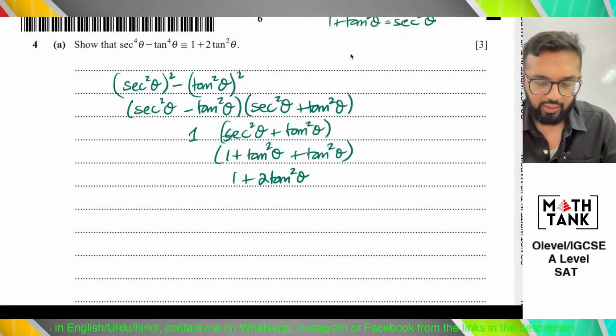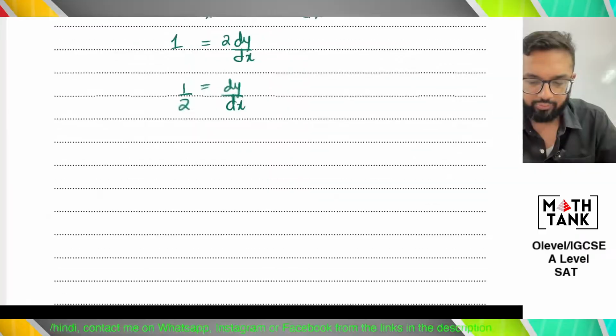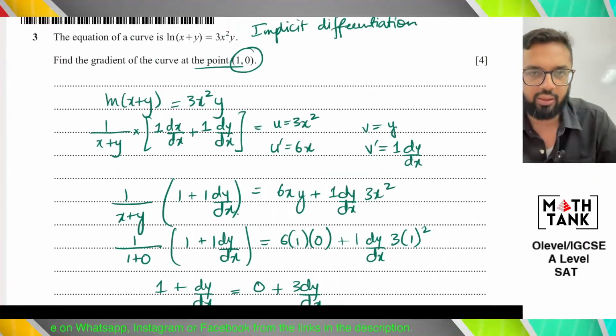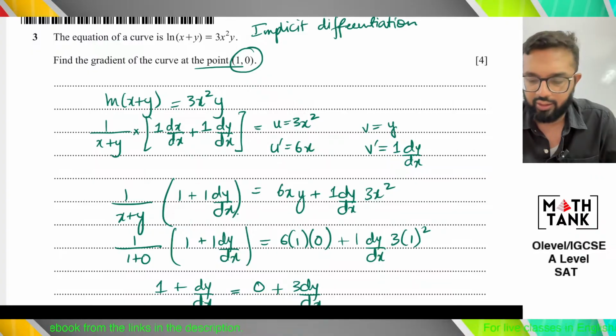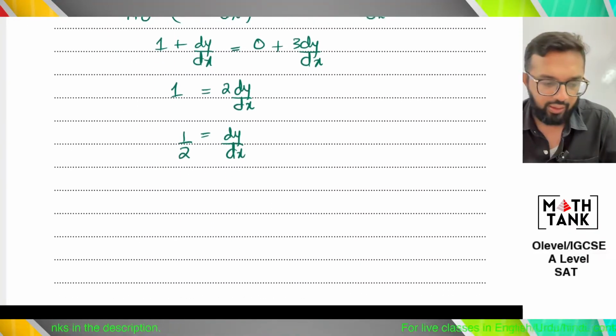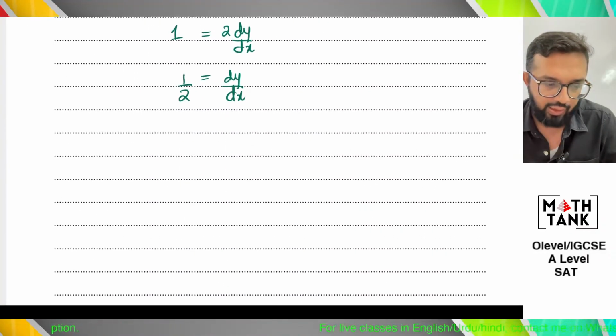Well, you know, it's not necessary to make dy by dx the subject. Our objective is to find the gradient, so even at the end we can solve for the gradient without making it the subject. So yes, it's not necessary to do that.